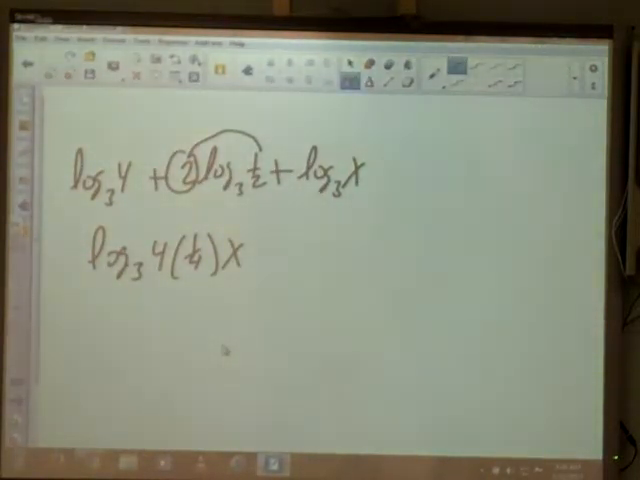Now, you can do one more thing to that. You can simplify that, because you know what 4 times 1/4 is. 1, so that would be the log base 3 of 1x. That's it.